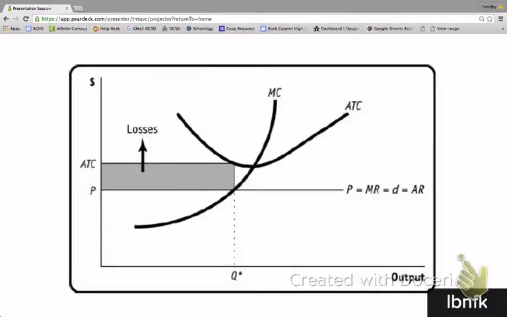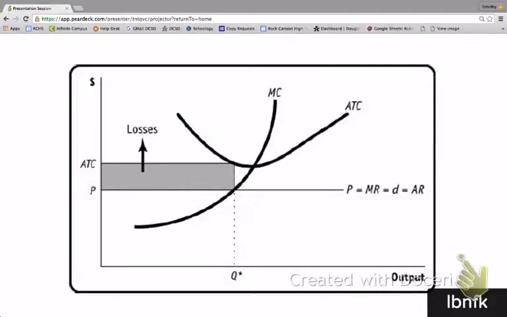And how do we determine what that loss is? Well, the width is going to be average total cost minus the price multiplied by the quantity that we sell. And we shade that area, and that's the area of economic loss. Just as in the previous one, price minus average total cost, when average total cost was below the price, we multiplied by the quantity, and that showed economic profit. And we shaded that area as well.